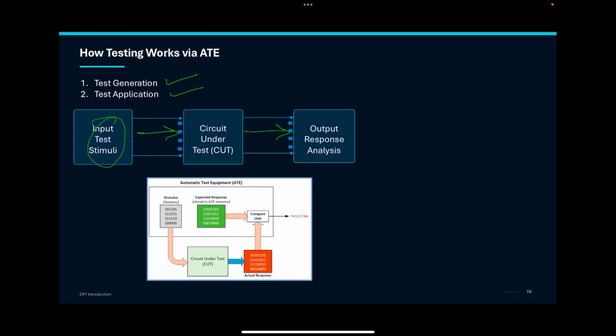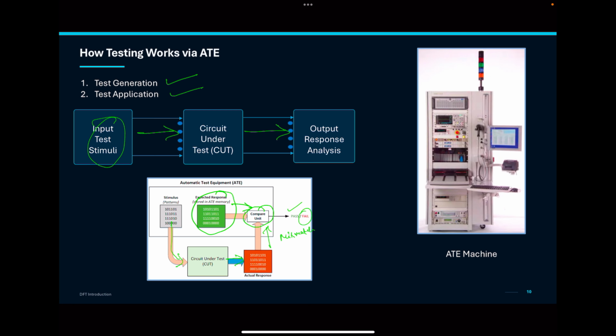If you see here, the input stimulus we are giving, and this circuit will produce the actual response, and there is a comparison unit where it will take the actual response and the golden response, that is, we already know what the expected response is. It will compare both. If both match, then it is a pass. If there is a mismatch, then this circuit fails.